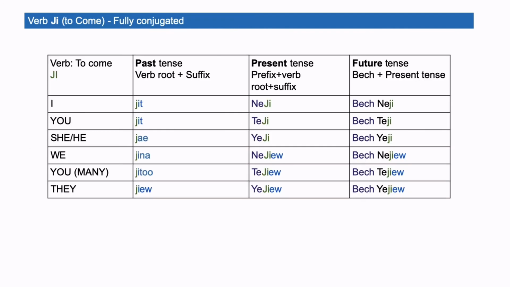This table shows you the verb ji, meaning to come, fully conjugated, and it just shows you how easy it is to conjugate verbs in Tunisian. The suffixes and the prefixes and the prefix for the future tense are literally always the same, and so it's just a matter of learning them off by heart. So I came is jit, you came, jit, she, he came, je, we came, jina, you, as in many people, came, jitu, they came, jou.